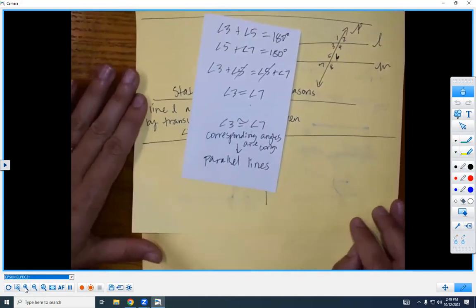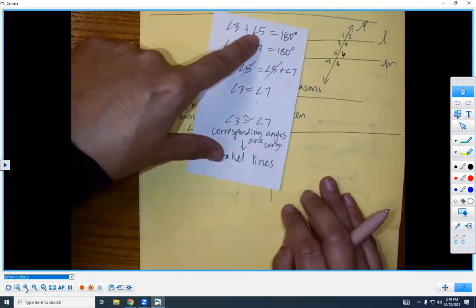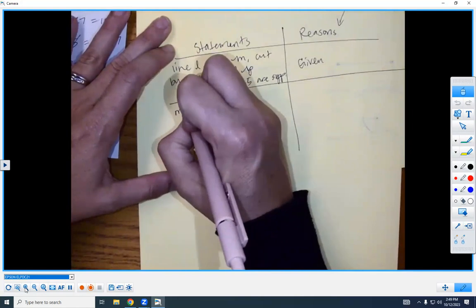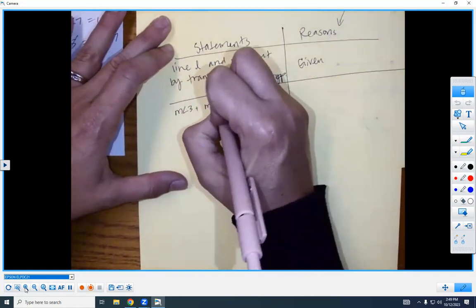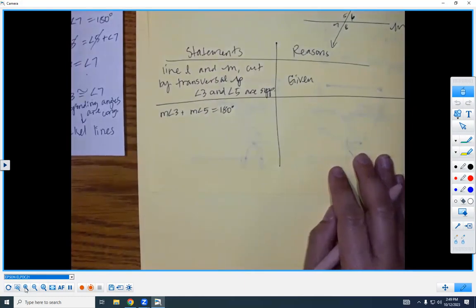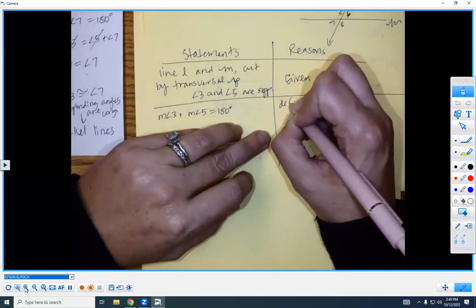Okay, so let's write it down. Would you start by saying the measure of angle 3 plus the measure of angle 5 equals 180? So the first thing we're going to say is the measure of angle 3 plus the measure of angle 5 equals 180 degrees. How do I know that? Definition of supplementary.